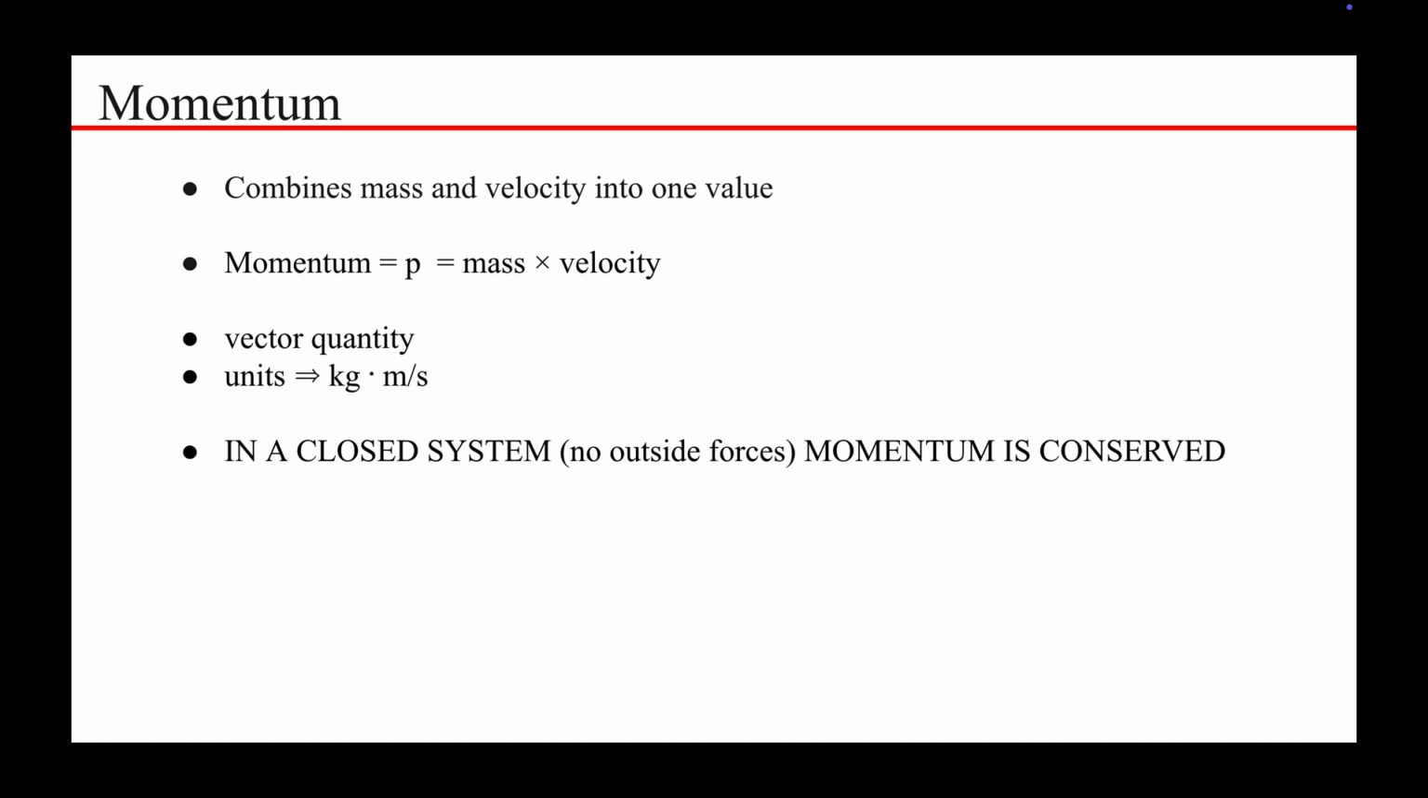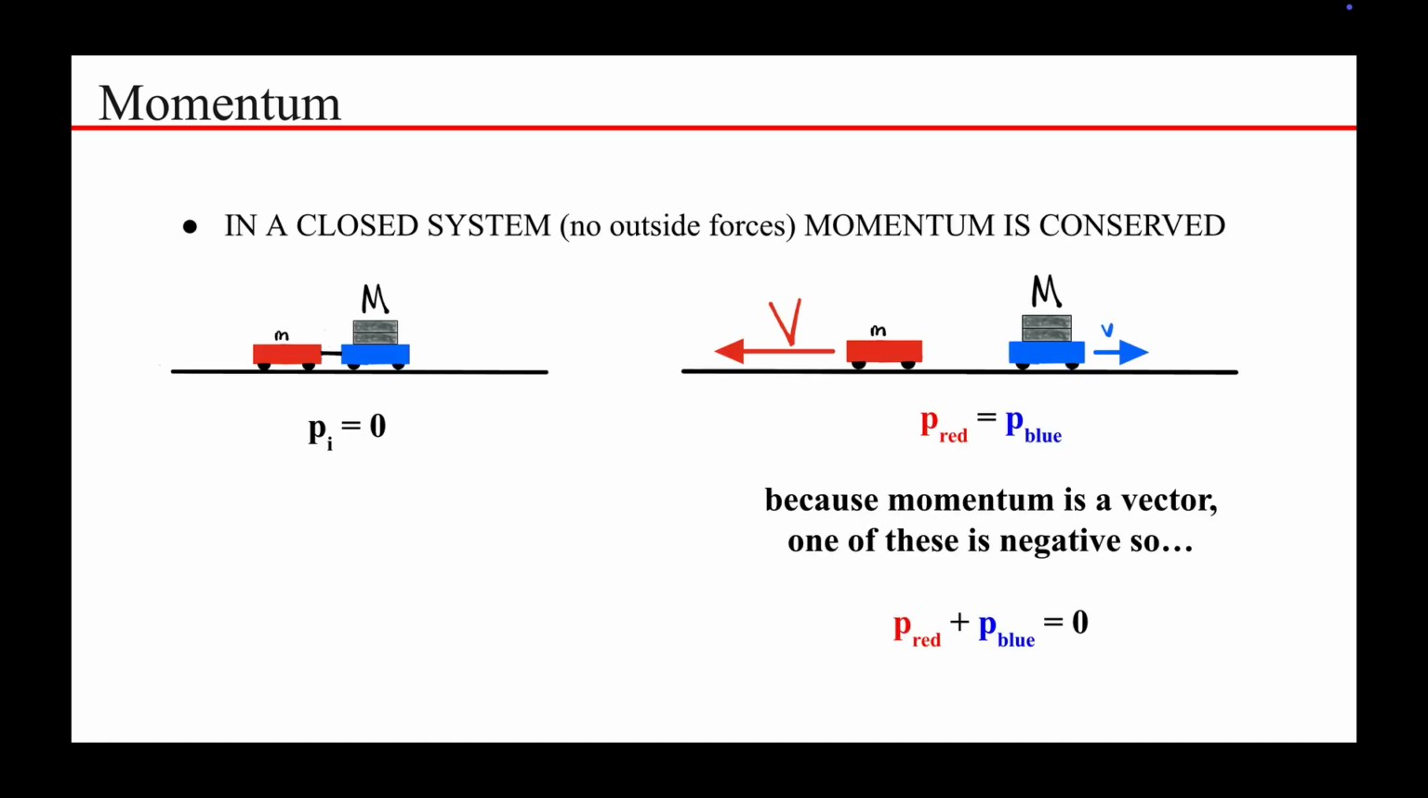One important characteristic about momentum is that in a closed system where there are no outside forces, momentum is conserved. Whatever momentum there was before the interaction, there's the same amount after. Different objects may have more or less momentum, but the total amount in the system stays the same. If we think about the cart example, when they were at rest before they separated, the momentum of the system was 0. After they push apart, the momentum to the left equals the momentum to the right, and since one of these is in the negative direction, the total momentum still equals 0.